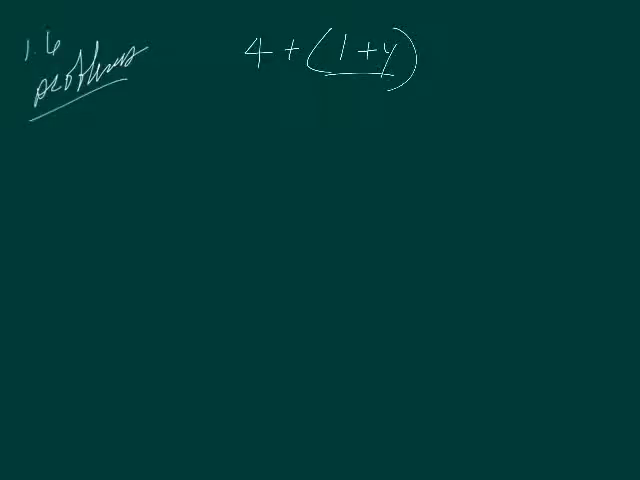We do what's in there first, but since we cannot add or subtract letters and numbers, we can't do anything there. So what we can do is combine the 4 plus the 1, but we can't do anything with the 4 and the y because it's an addition sign. If it were a multiplication, we could just stick them together, but because it's an addition sign, we can't do that, so we're left with 5 plus y for our answer.